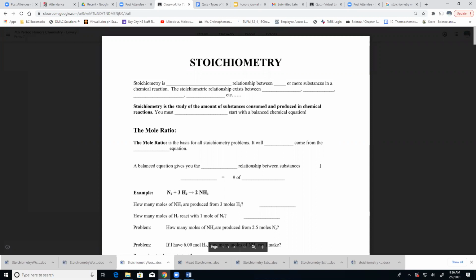So under mole ratio, it says it's the basis for all stoichiometry problems. It will always come from a balanced equation. So once again, you can't leave balancing your equation behind.